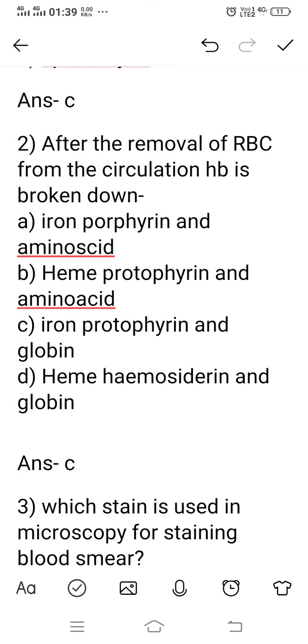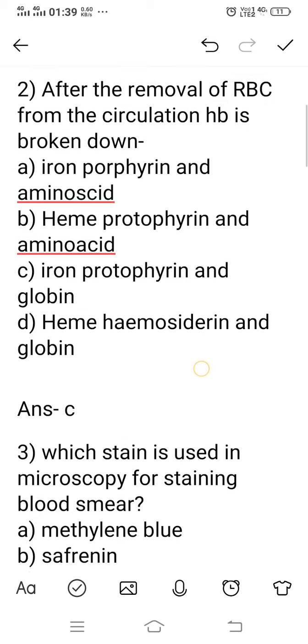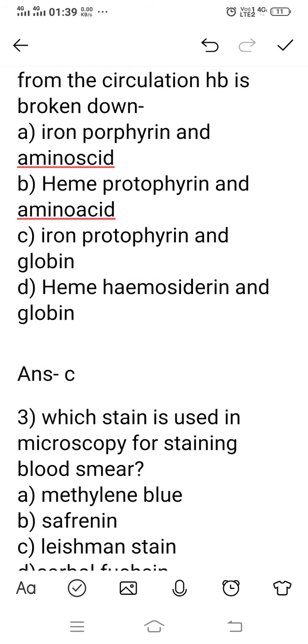Question number 2. After the removal of the RBC from the circulation, hemoglobin is broken down into what? Option A iron, porphyrins and amino acid. Option B heme, protoporphyrin and amino acid. Option C iron, protoporphyrin and globin. Option D heme, hemosiderin and globin. The right answer is option C, iron, protoporphyrin and globin.